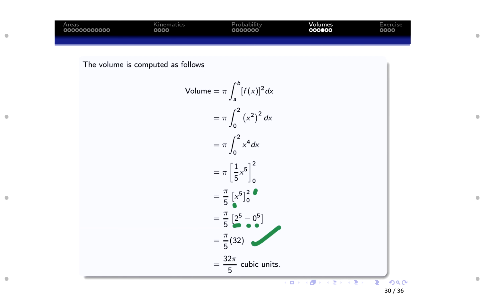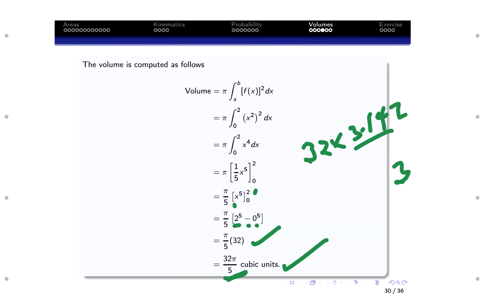Of course, you can simplify this further. You can say 32 times pi, which is roughly 3.142. Interestingly, yesterday was just Pi Day, 14th of March, or today. Yeah, was it yesterday? I think so. Pi Day is celebrated in March, which is 3/14th, 3.14, right? So you have 32 times 3.14 divided by 5, and then you can get something in decimal.